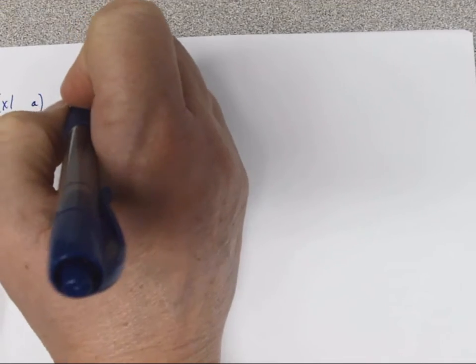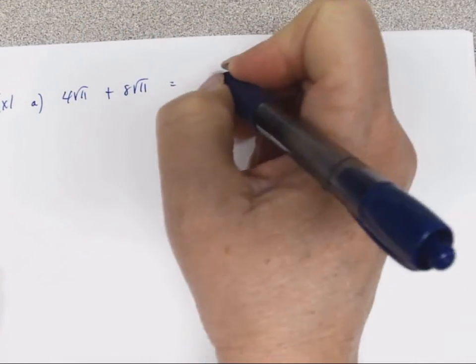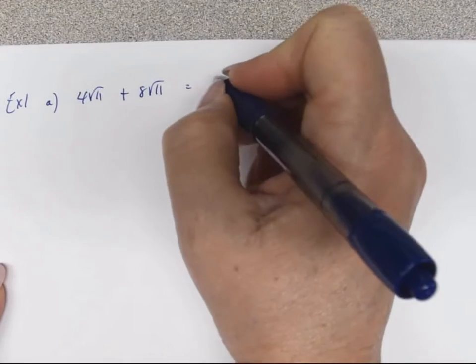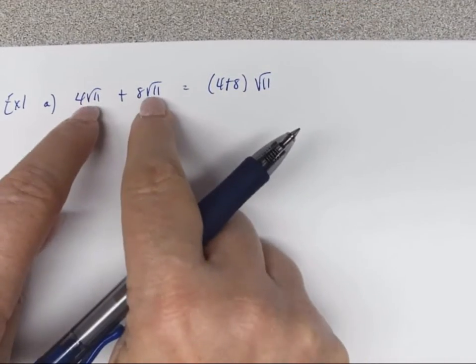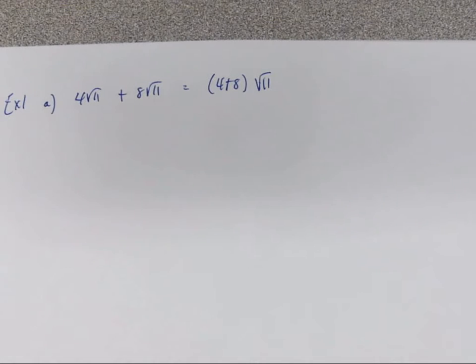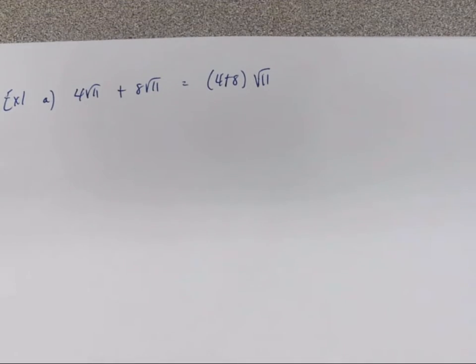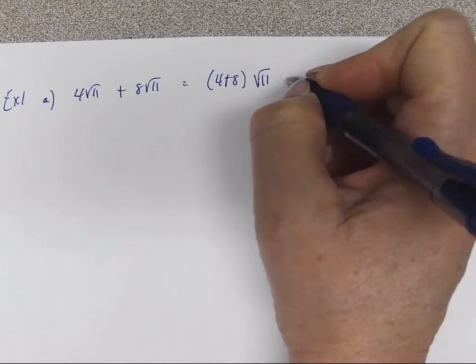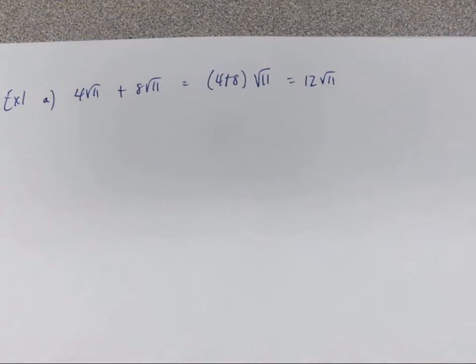So example 1, part A, we have 4 square roots of 11 plus 8 square roots of 11. So what that means is we can add the 4 plus the 8 square roots of 11 because those are the same square root. They're both square roots with an index of 2 and they're both 11. So square root of 11, and if we add 4 plus 8 we get 12 square roots of 11.